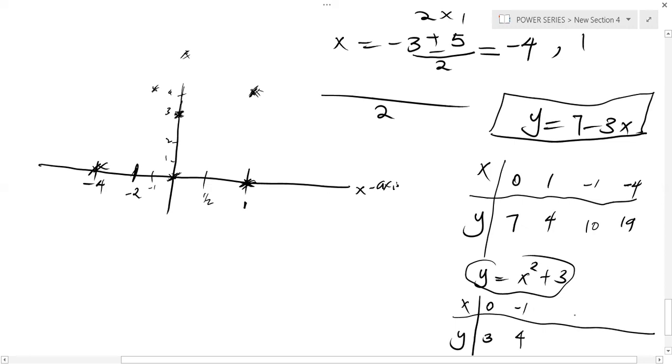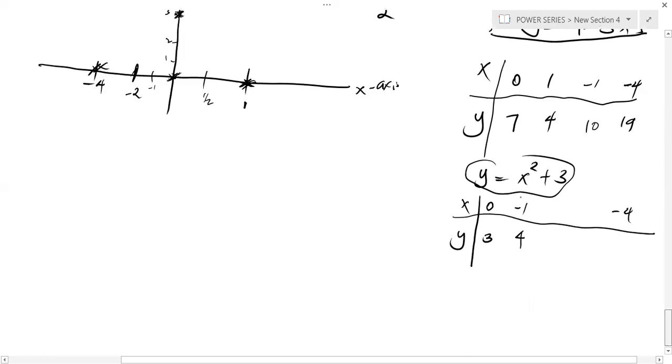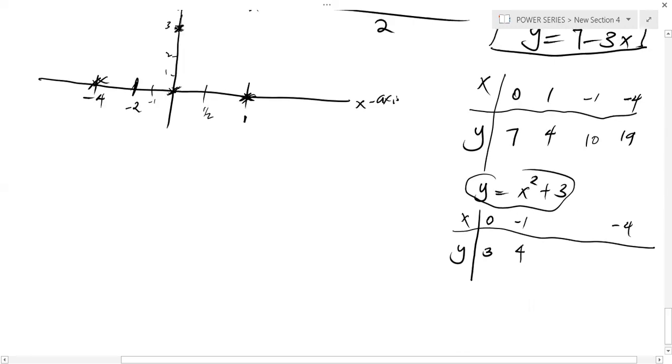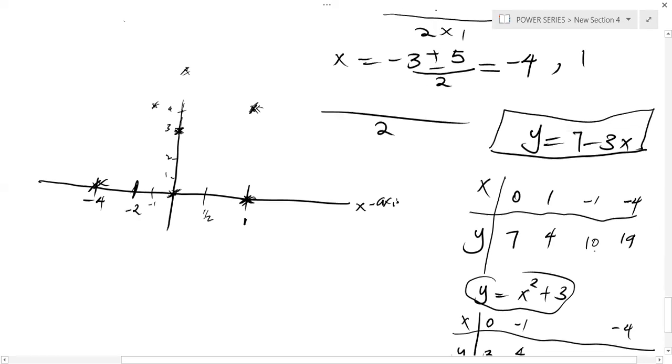Let's do the -4 for this one. At x is -4, what are we going to have? -4 squared will give us 16. 16 plus 3 is 19. So at -4, they are all meeting at 19. Let's assume 19 is somewhere up here. So I will have this curve coming this way, passing through this point.